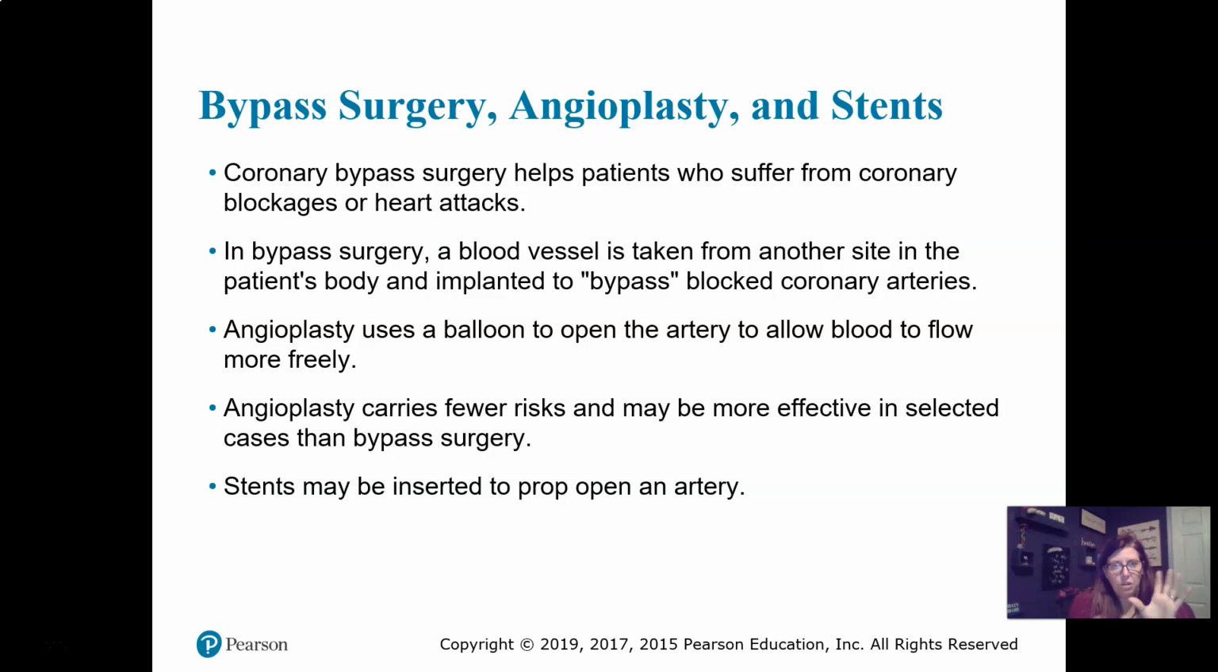Angioplasty uses a balloon to open the artery to allow blood to flow more freely.